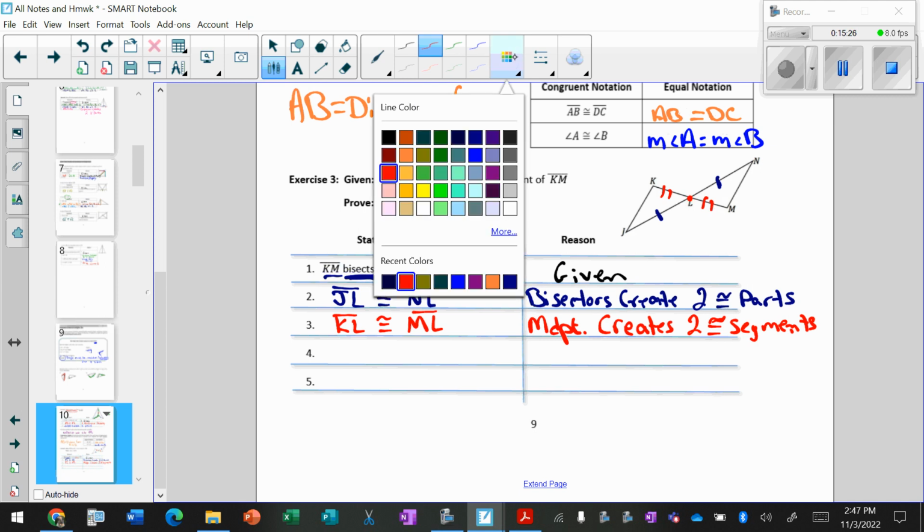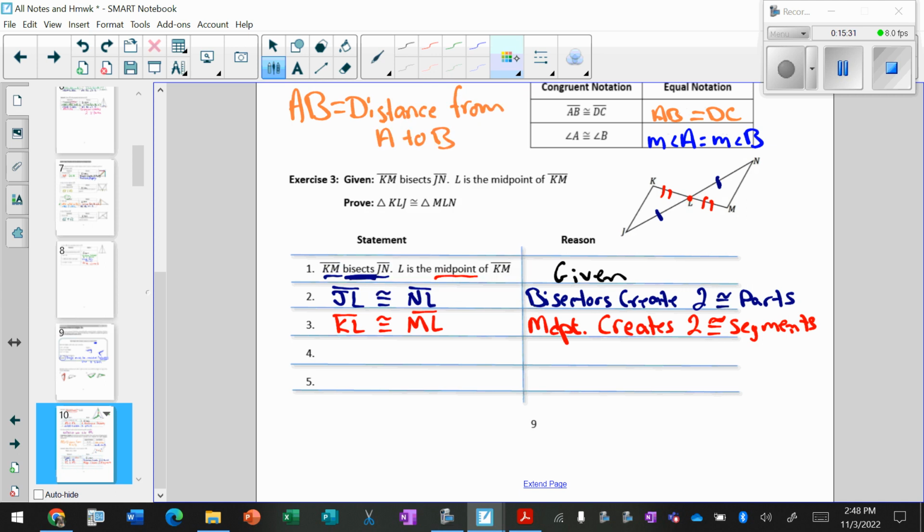Now, in order to do side angle side, we need another side. Oh, no, we don't. Silly me. We need another angle. So side, angle, side, we need the angle. We need a reason why those two angles that are in between our two sides would be equal. What kind of angles are those? If you don't know, I'll give you a hint. It rhymes with vertical. Vertical angles are congruent. Remember that from September.